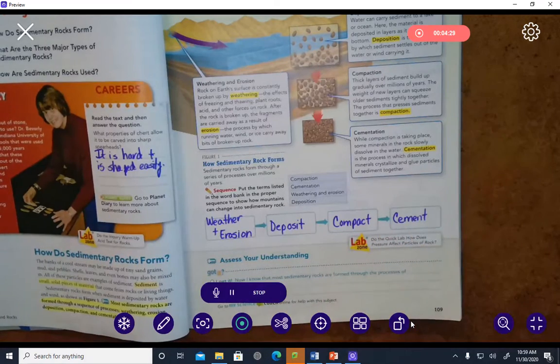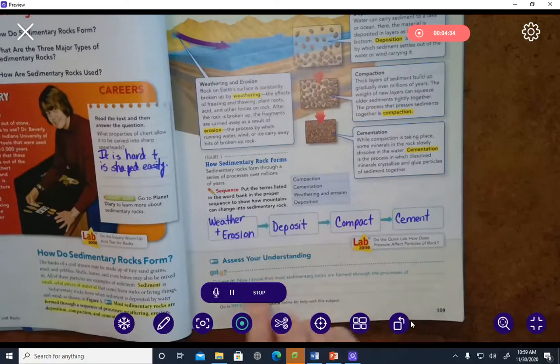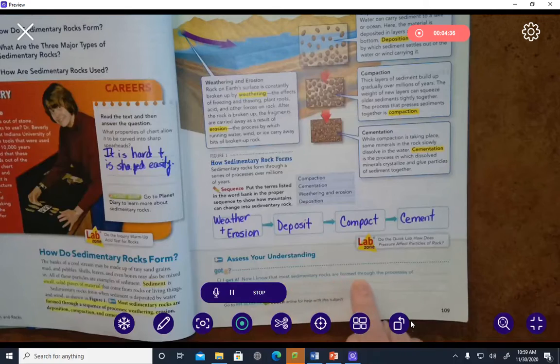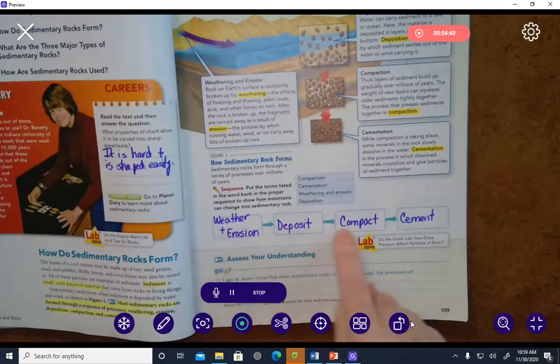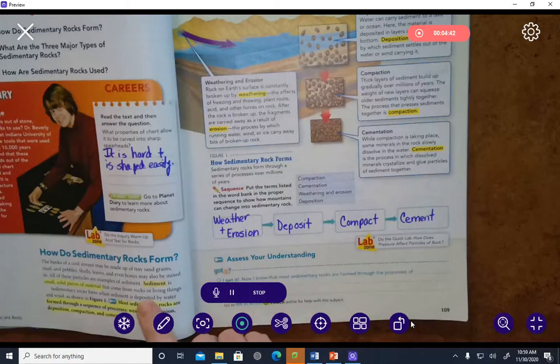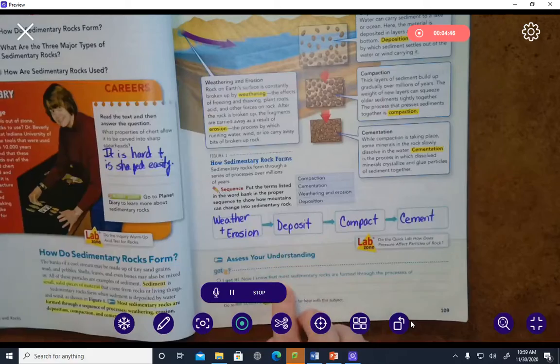We actually spoke about peanut butter and jelly sandwiches. This one says, I know most sedimentary rocks are formed through the processes of, and then they want you to just rewrite this again. So not only did you see it in the key idea, and then you read it up here, and then you wrote it, they wanted you to write it again.